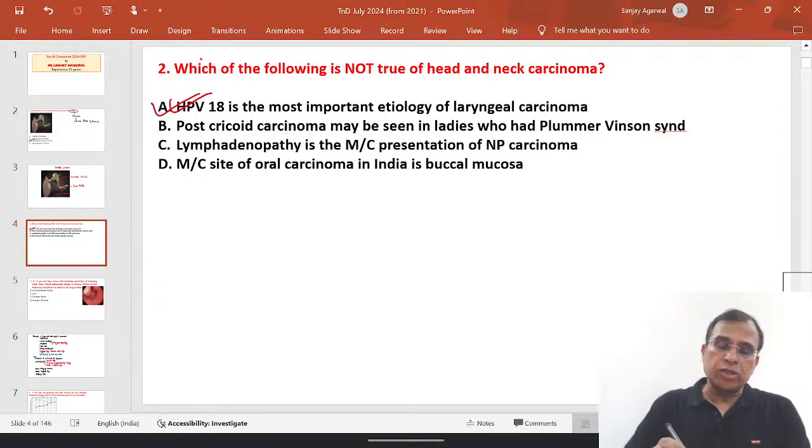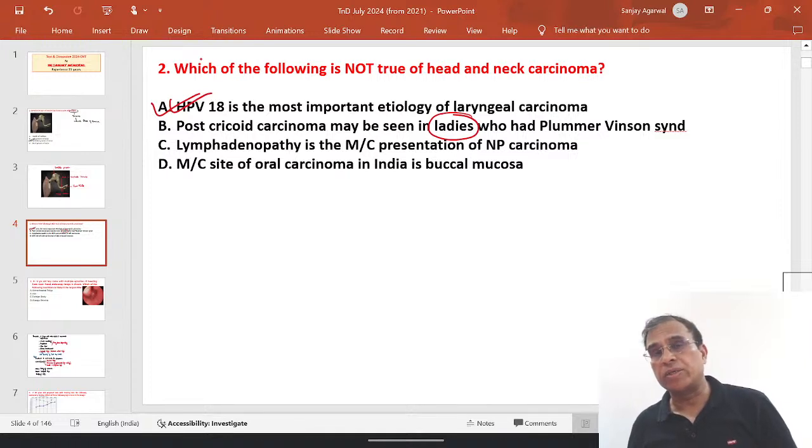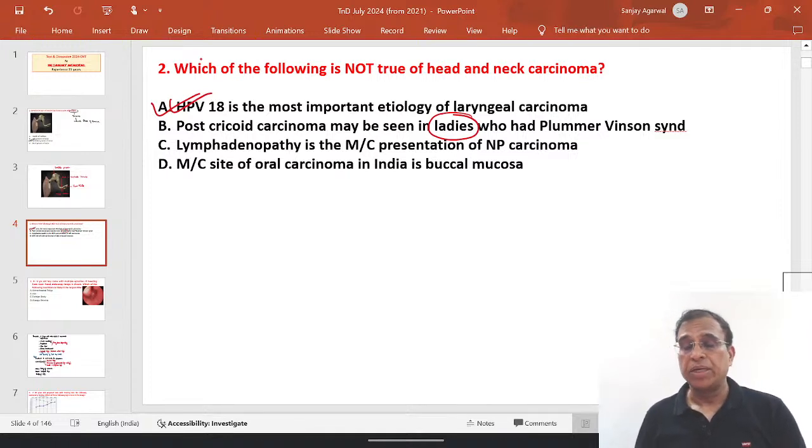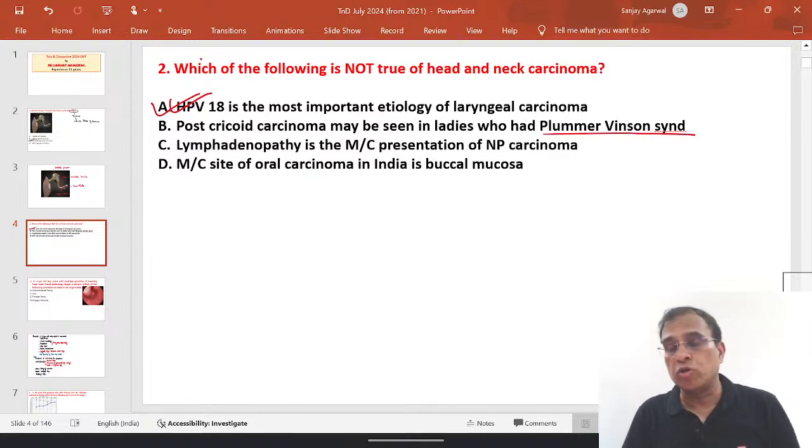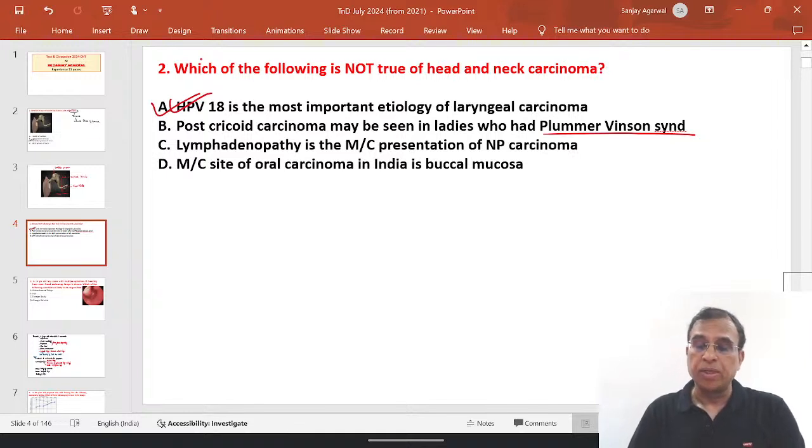Now post-cricoid carcinoma among the head and neck carcinoma is the rare carcinomas which is more common in ladies, females. Otherwise, most of the carcinomas of the head and neck are more common in males. And this carcinoma is seen in people who have had Plummer-Vinson syndrome, which is also called Patterson-Kelly syndrome. So Plummer-Vinson syndrome is like a pre-malignant condition in these ladies who can have post-cricoid carcinoma.